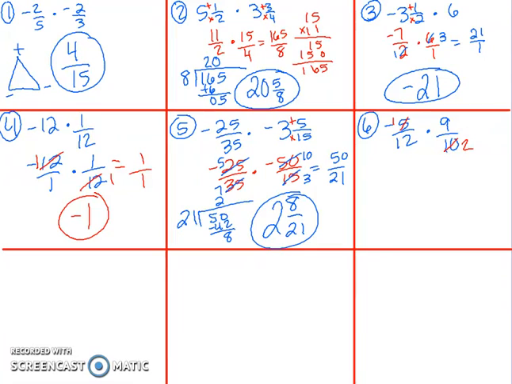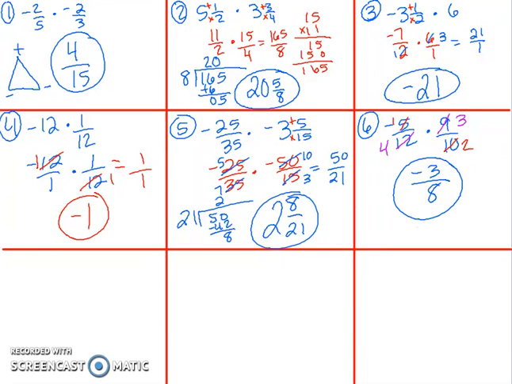I do the same thing with 9. I have 9 on top and 12 on bottom. 3 will go into both of those. 9 divided by 3 is 3. 12 divided by 3 is 4. Now I can multiply straight across. 1 times 3 is 3. 4 times 2 is 8. And a negative times a positive is a negative.